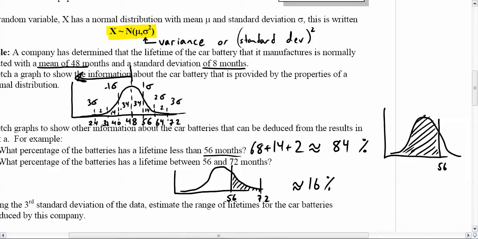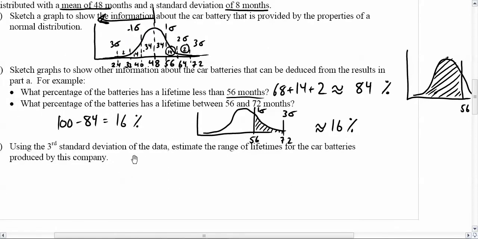How did I get that? Well, I know that this represents 1 sigma, and this represents 3 sigmas. So I'm going from this part to this part. It's exactly the opposite of the 84%. 100 minus 84%. Technically, I should say 99.7 minus 84%.